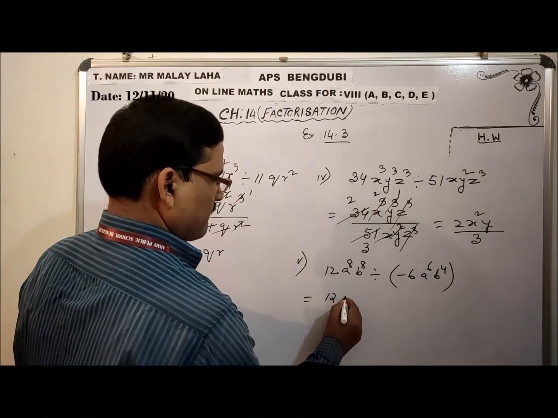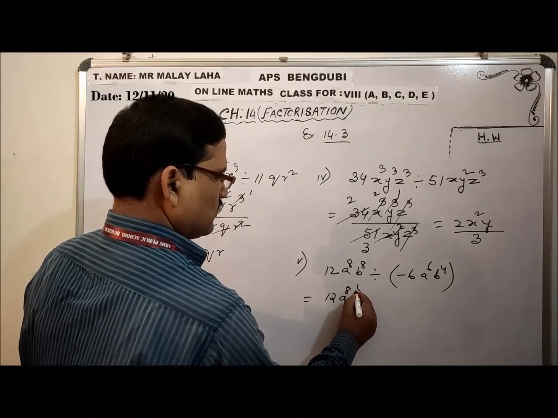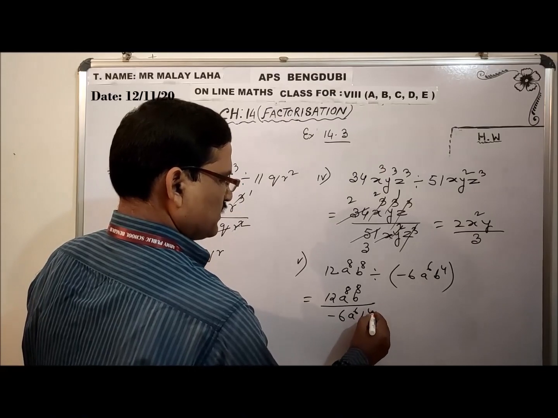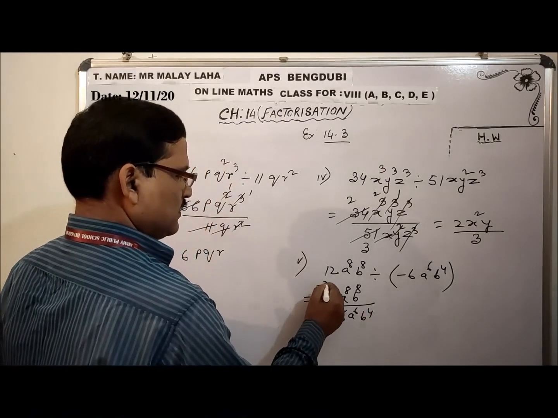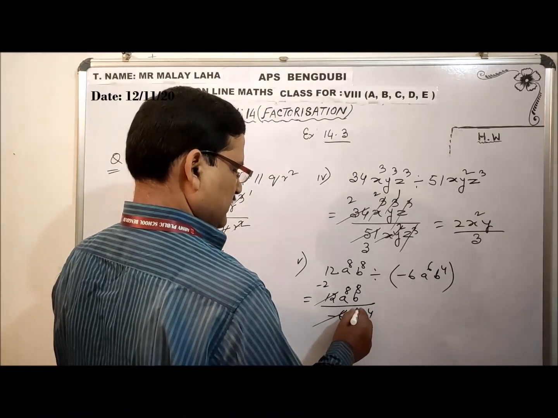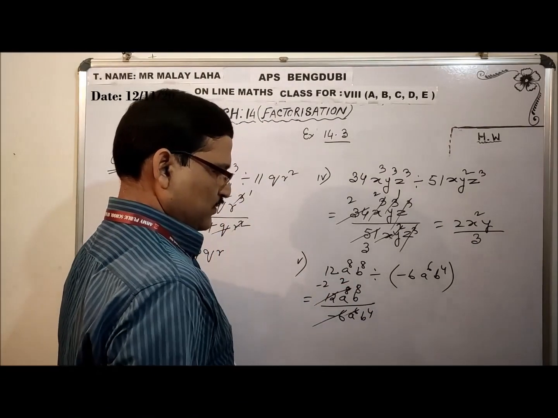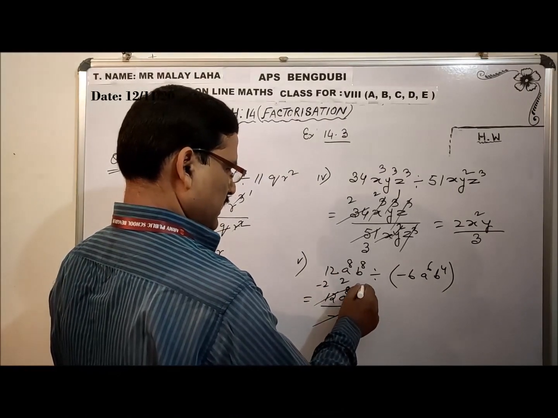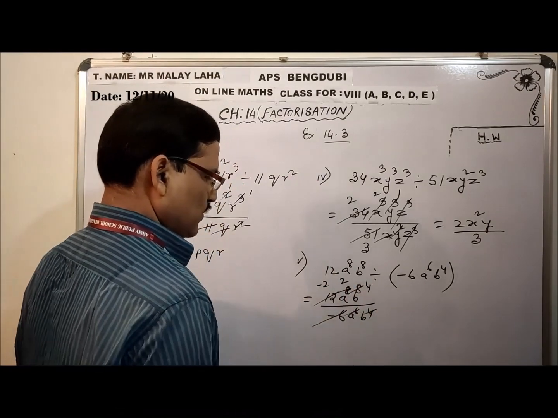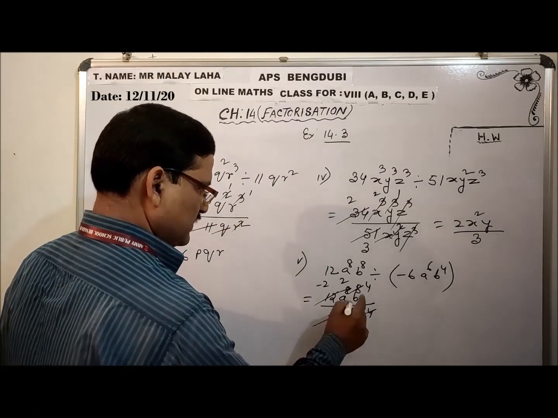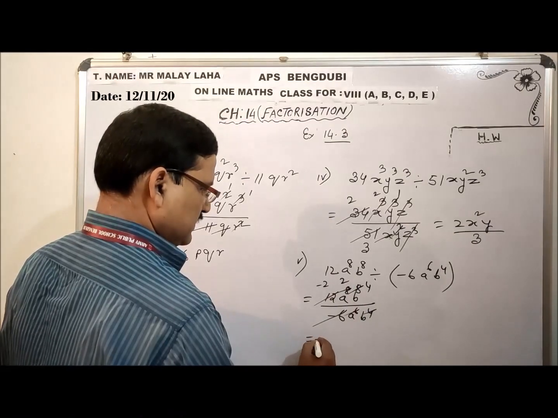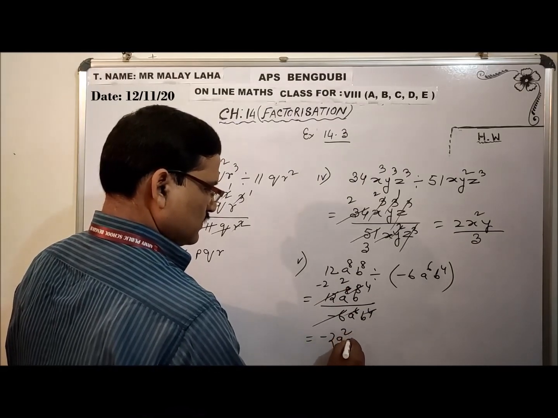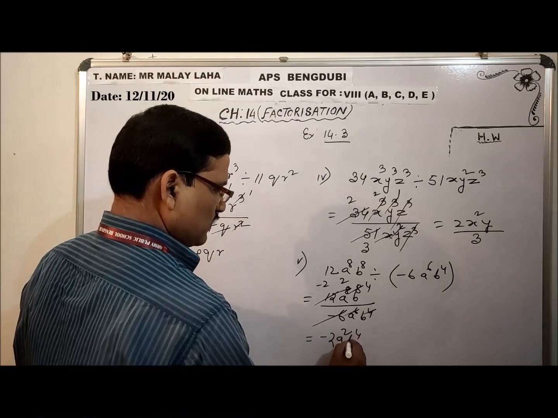So, 12 a raised to 8 b raised to 8 divided by minus 6 a raised to 6 b raised to 4. So, this one gets cancelled, it will be minus 2. a6 and a8: after cancelling, I am getting a raised to 2 left out. b4 and b raised to 8: after cancelling, we are getting b raised to 4 left out. So, what is the total on the numerator? Minus 2 a raised to 2 and b raised to 4. This is the final answer.